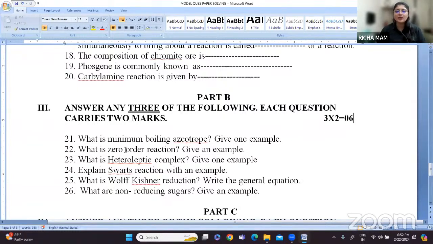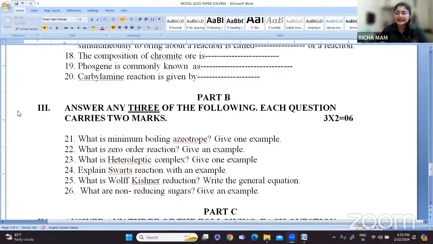So what is minimum boiling azeotrope? Okay, so I'll read out the answer. What should be written? Solutions which show large positive deviation from Raoult's law at a specific composition. So this is the answer for what is minimum boiling azeotrope.